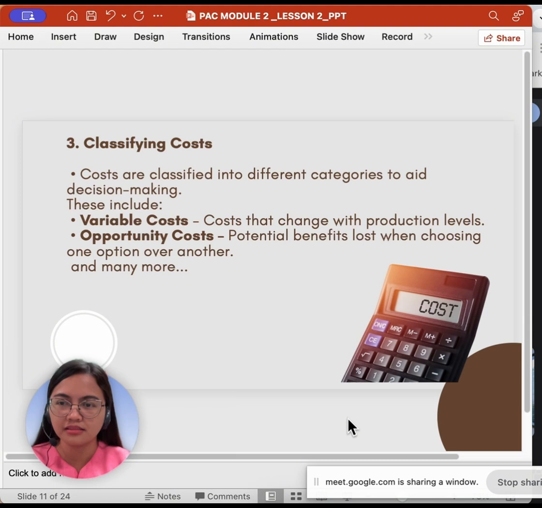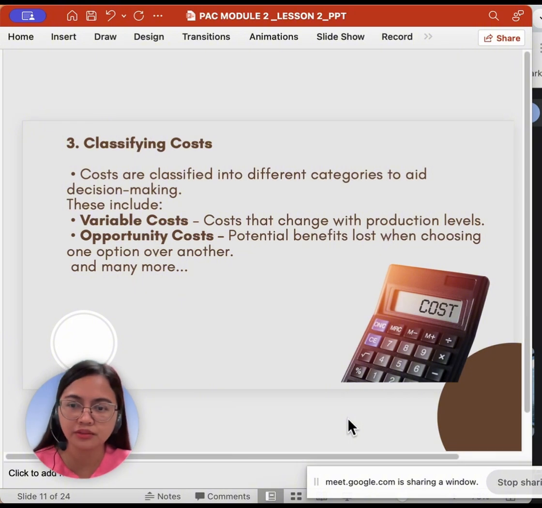Number 3 is classifying cost. The costs are classified into different categories to aid decision making. So this includes variable cost, opportunity cost, sunk cost, direct cost, indirect cost. So those costs would affect your decision making. So kindly reread those, so we have the definitions and implications.